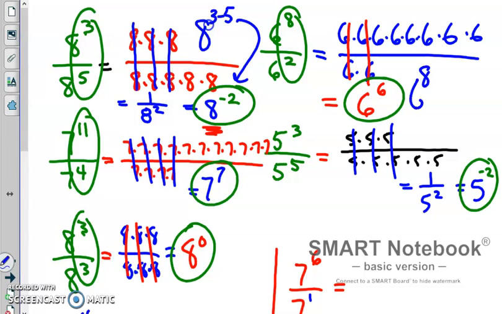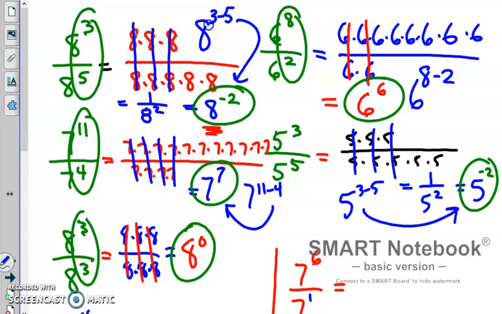6 to the 8 minus 2 gives me 6 to the 6th. In the third problem, 7 to the exponent of 11 minus 4 gives me 7 to the 7th. In the fourth problem, 5 to the 3 minus 5 gives me 5 to the negative 2. And then the last one, x to the 3 minus 3 gives me x to the 0. So what's happening here is the exponents are being subtracted.